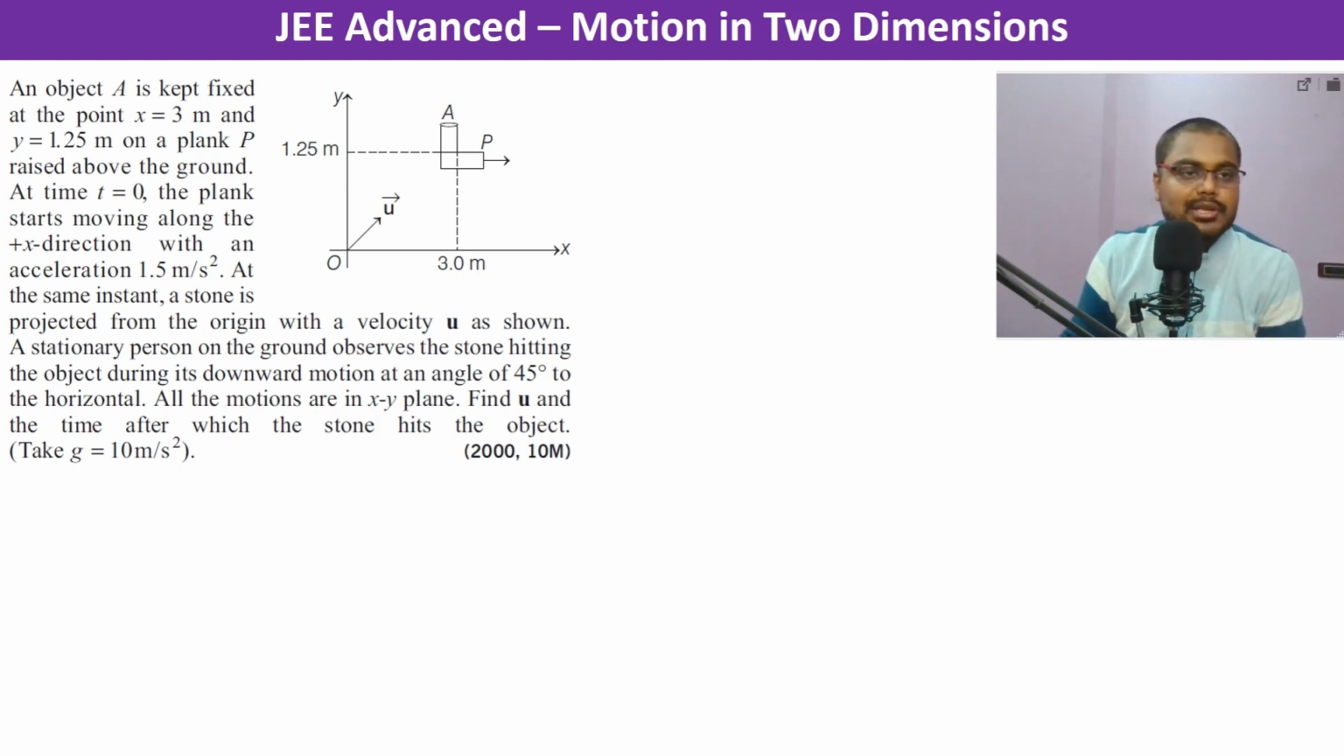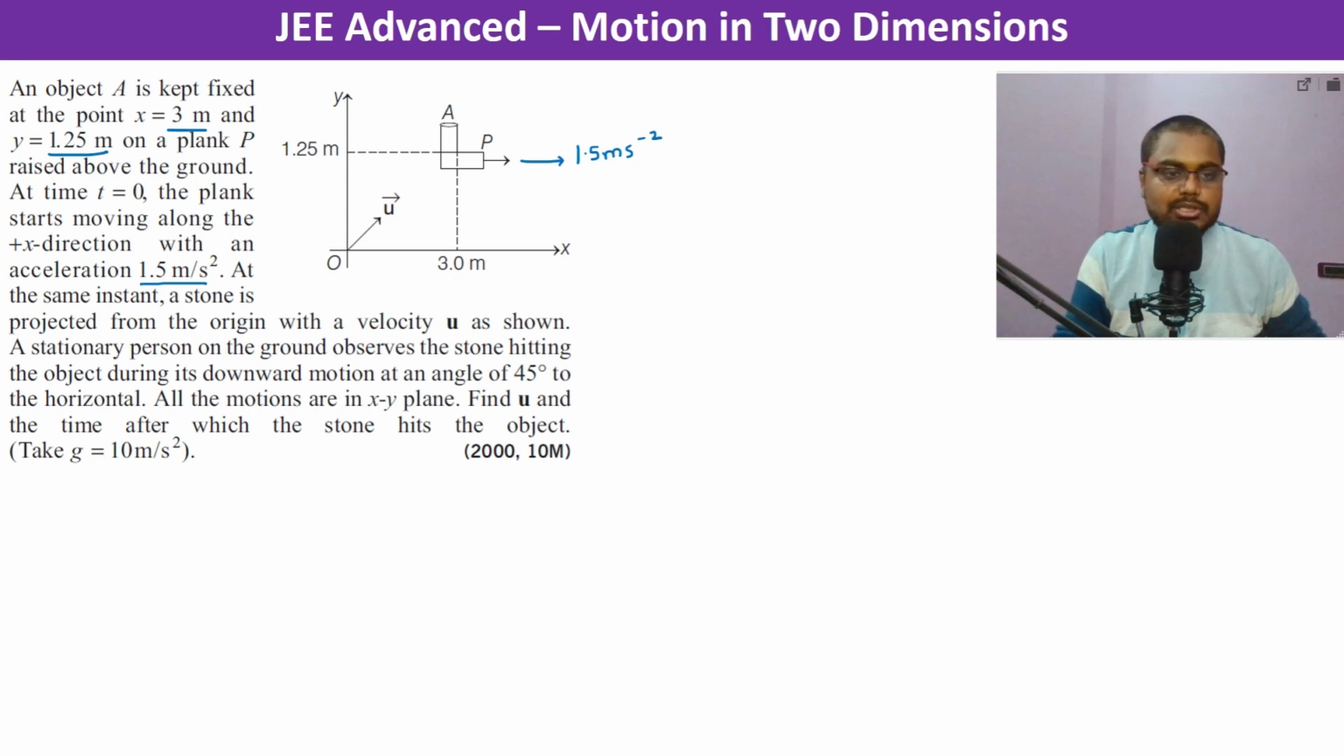Okay, an object A is kept fixed on the plank, and its position is 3 meters and 1.25 meters, as mentioned here. At time t equal to 0, the plank starts moving along the x direction with acceleration 1.5 meter per second square. So this is 1.5 meter per second square.